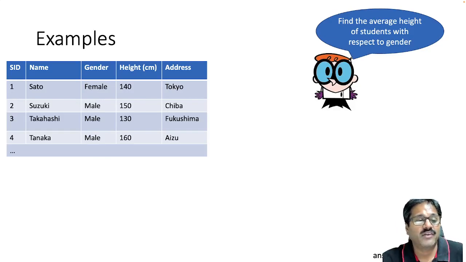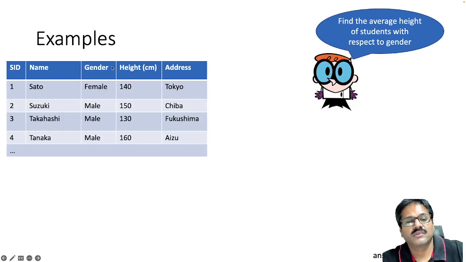To do this, we say select. The answer is in the side note, but anyway the SQL query is select gender, average height from the student info table, group by gender. If we give this query, then we get the necessary data.